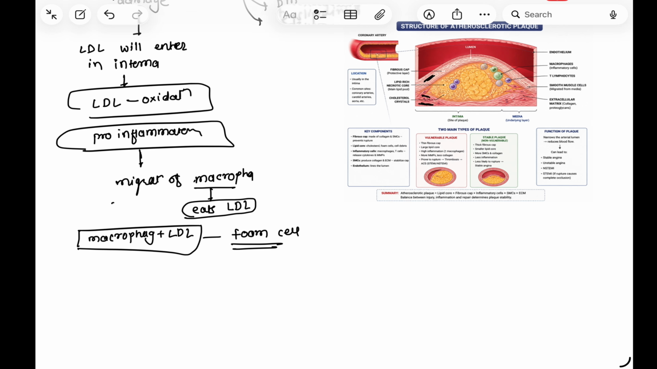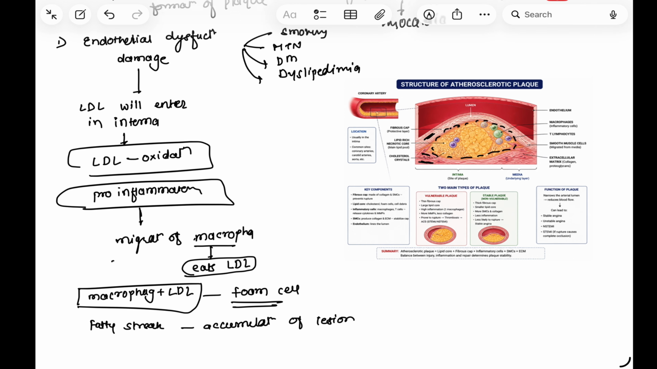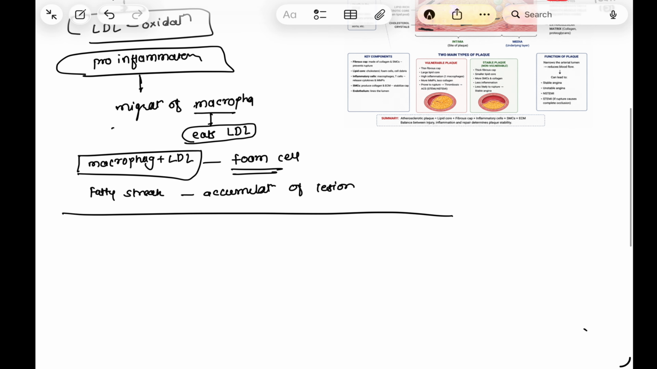Now what is a fatty streak? It is an accumulation of lesion. So we can say that this whole area is a fatty streak, right? Macrophage plus LDL is a foam cell, right? Up to this situation, everything is reversible. You can reduce LDL by medication or lifestyle modification, and you can reverse the process of atherosclerosis. But after this, there is some irreversible process that cannot be reversed.